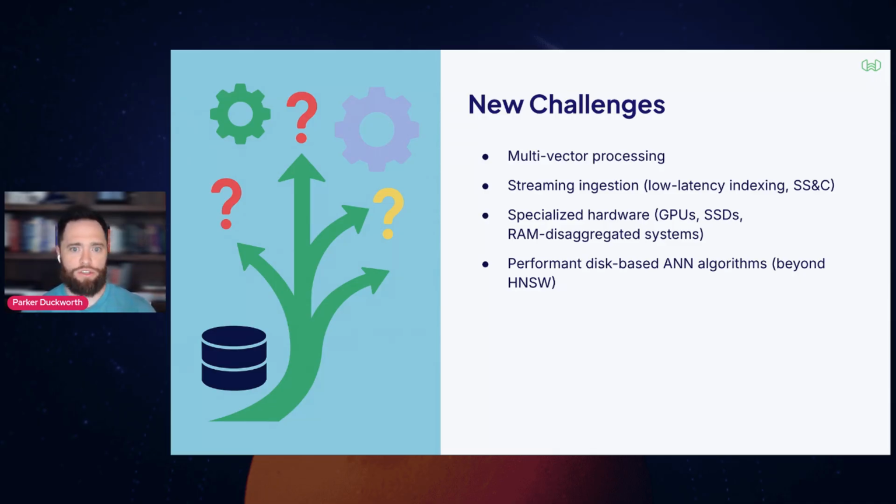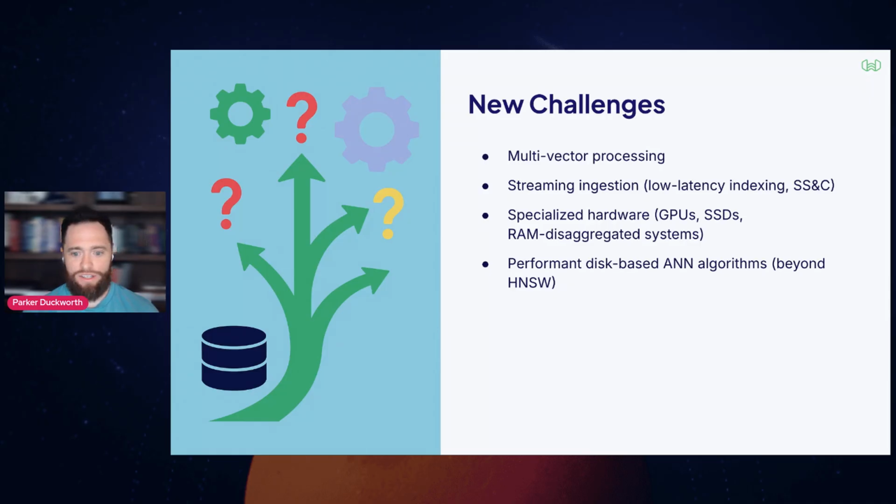Next is the streaming ingestion. Not only looking at low latency indexing, but also looking at ways to separate storage and compute, or in other words, to independently scale read and write workloads. We've talked a lot about software, but also there's massive innovation going on with hardware. So keeping up with the newest GPUs, the newest disks, hot new ideas like RAM disaggregated systems. These are all things that vector databases need to be flexible enough to adapt to.